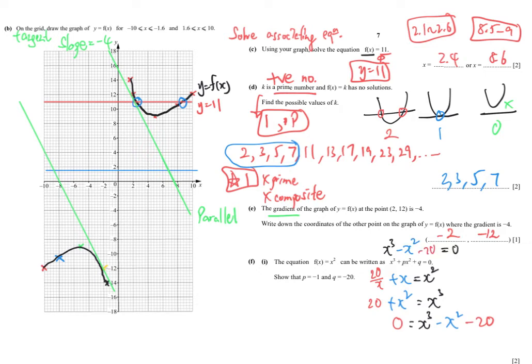When you compare it, this -x squared is equal to plus px squared. So p will be equal to -1. That's what we want to have. So p is equal to -1. We also got that plus q will be equal to -20. So we have q equals -20. So we have also already shown this.